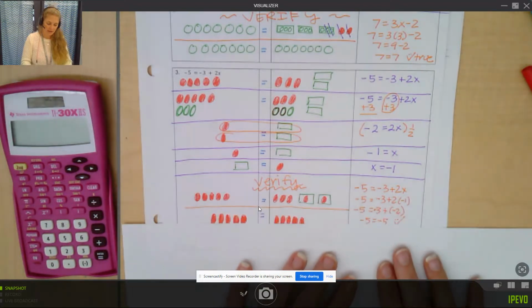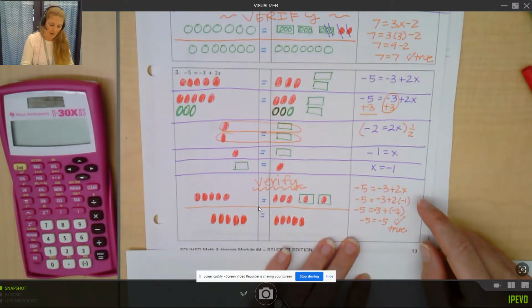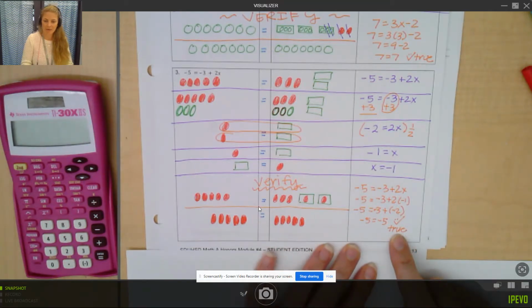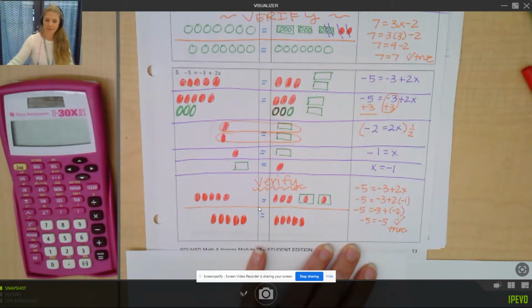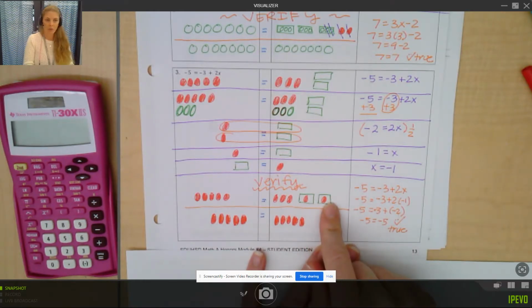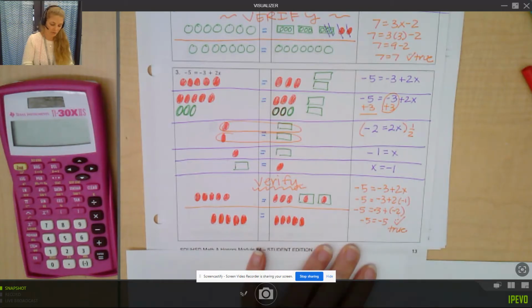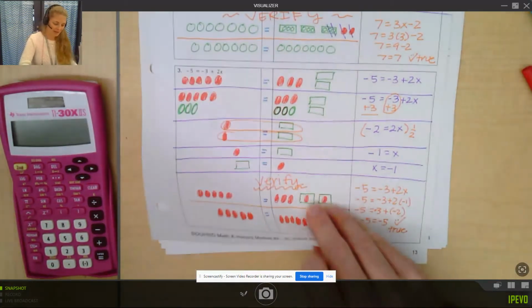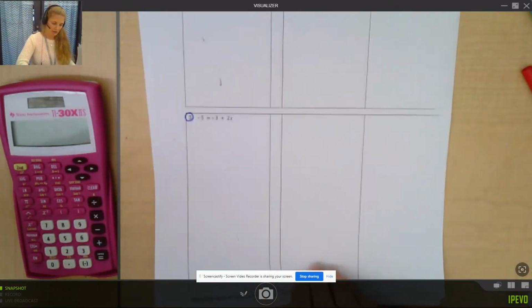From here, taking a look at the verify, we could have plugged in that -1 for x and gotten a true statement, -5 equals -5. Or when we verified with our model, all right, the original model, plug in what you got for x into your rectangles, and we end up with a true statement. Good work, mini mathematicians. Okay, let's keep going to the next page.